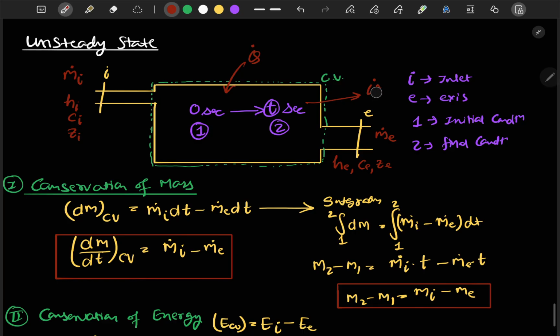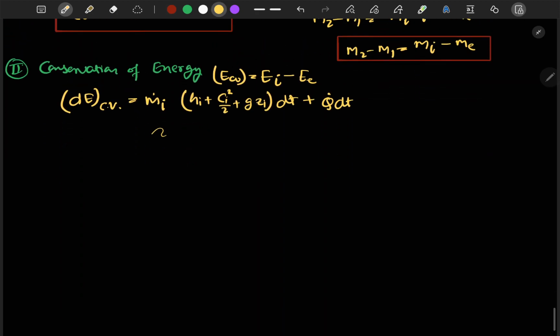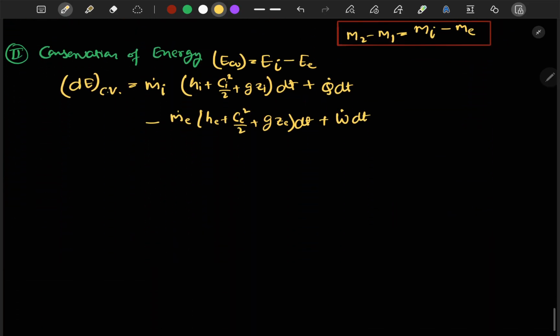Let's change the format of this. We can write it as W network, minus m dot e into (h_e plus C_e square by 2 plus g z_e) dt plus W dot into dt. So this is our conservation of energy, E_i minus E_e.